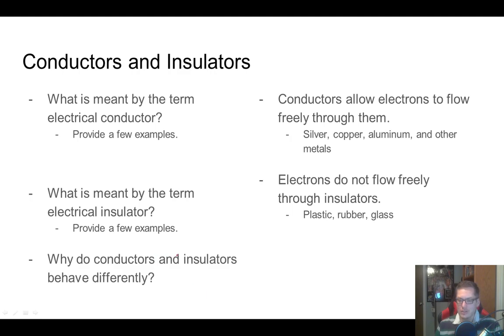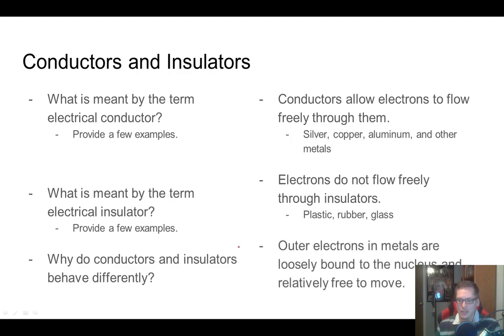So why do conductors and insulators behave differently? It's all to do with the outer electrons in metals being loosely bound to the nucleus. Sometimes you'll see this referred to as a sea of electrons. These electrons are just kind of floating, and they're able to pass from one atom to the next easily.